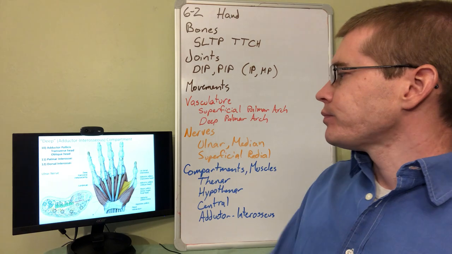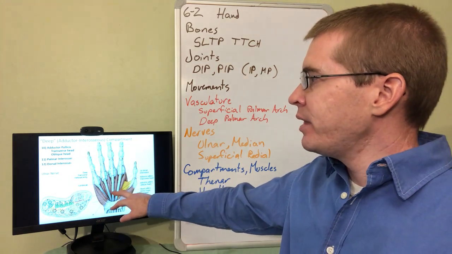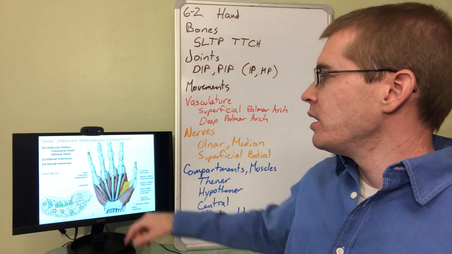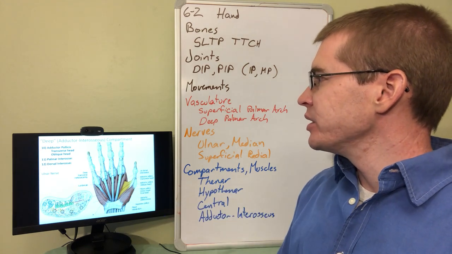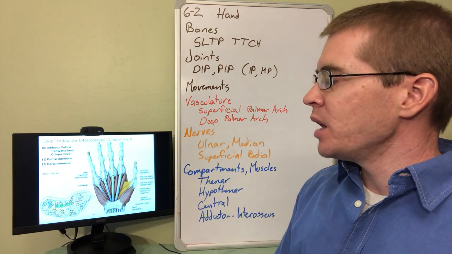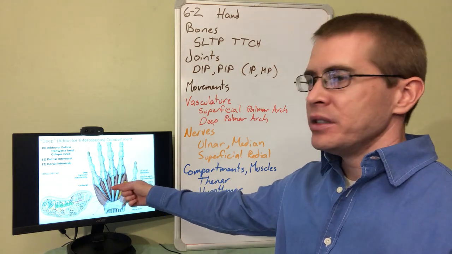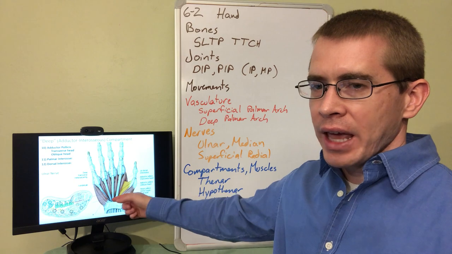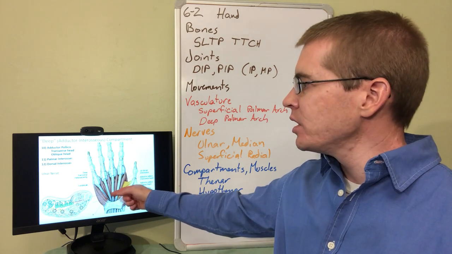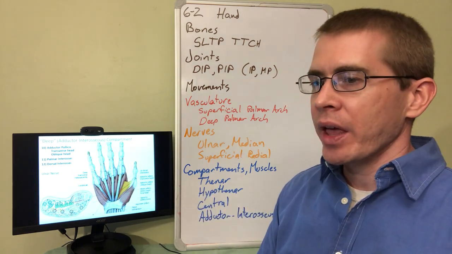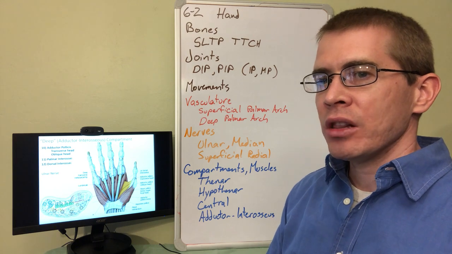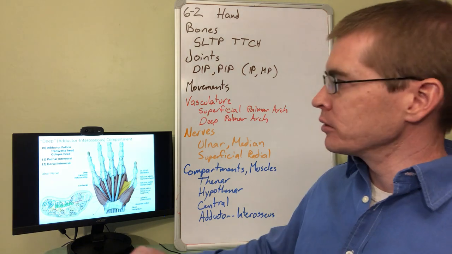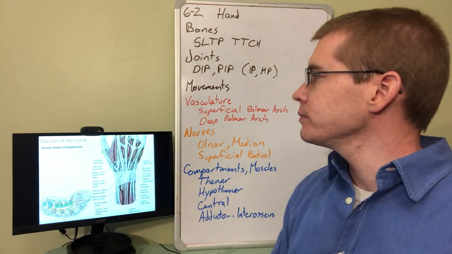And then the deep compartment, the adductor interosseous compartment, contains these three muscles innervated by the ulnar nerve. So you'll see that a little bit counterintuitive is the adductor pollicis muscle bellies, but they run deep toward the metacarpals, toward the midline of the hand. And so they are actually closer to the ulnar nerve, and that's why they're innervated by the ulnar nerve.